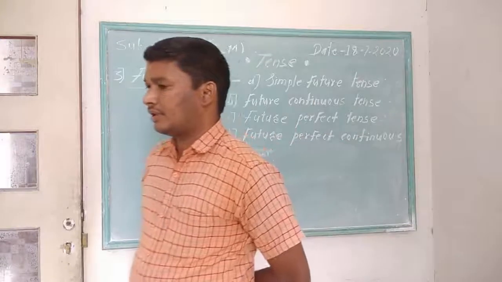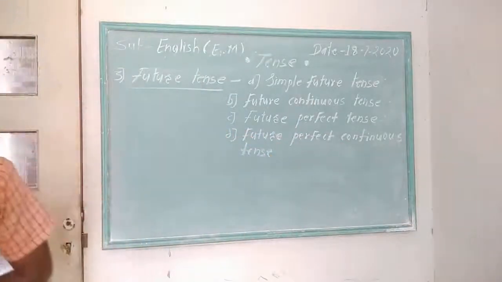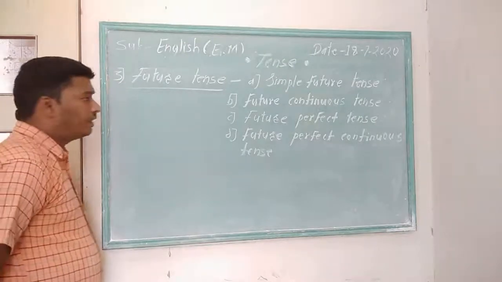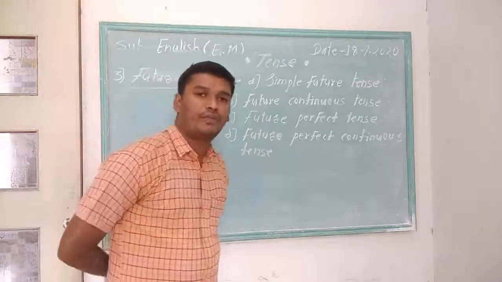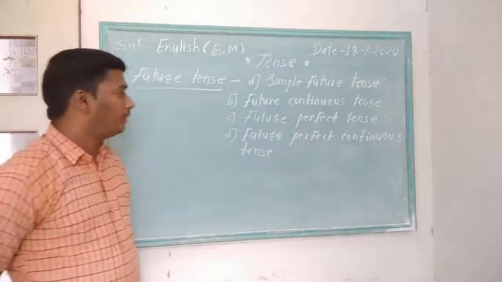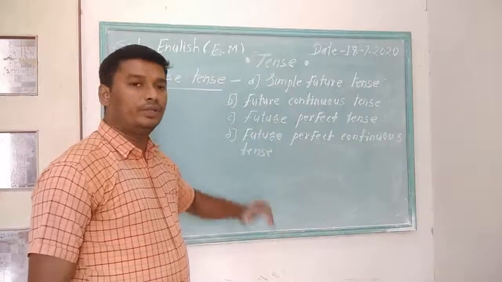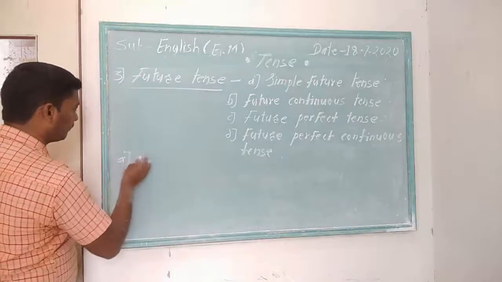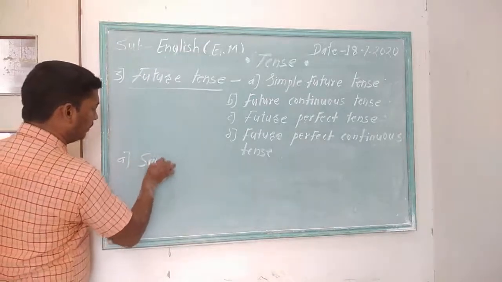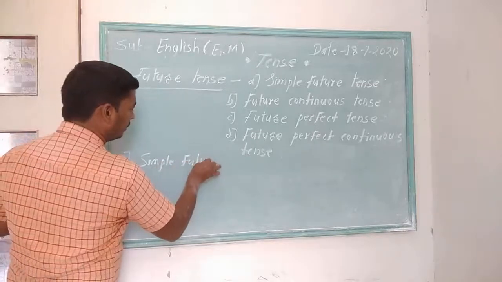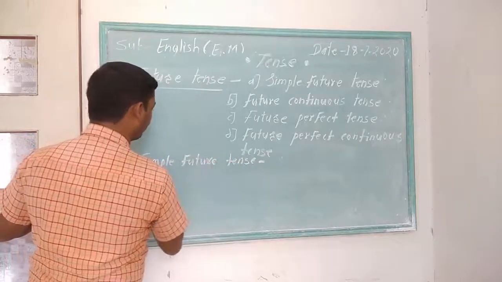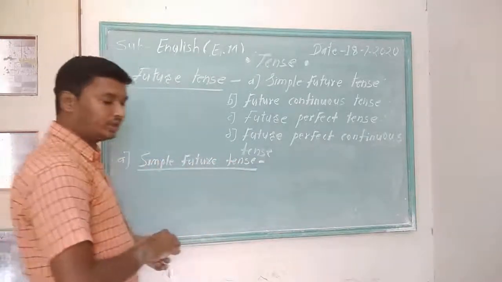Take all tenses of future tense: simple future tense, future continuous, future perfect, and future perfect continuous tense. Now let's start one by one. First is simple future tense. Look where we use this tense. Where do we use this tense?